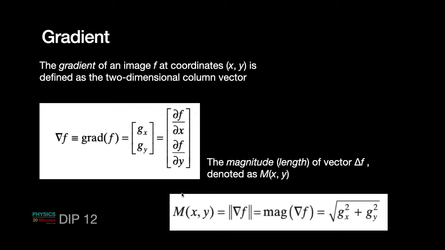If you look at this, this gives you the magnitude of the overall gradient. So Gx is the gradient along the x-axis, Gy is the gradient along the y-axis. The magnitude of the overall gradient is very straightforward. It is the root of Gx square plus Gy square.